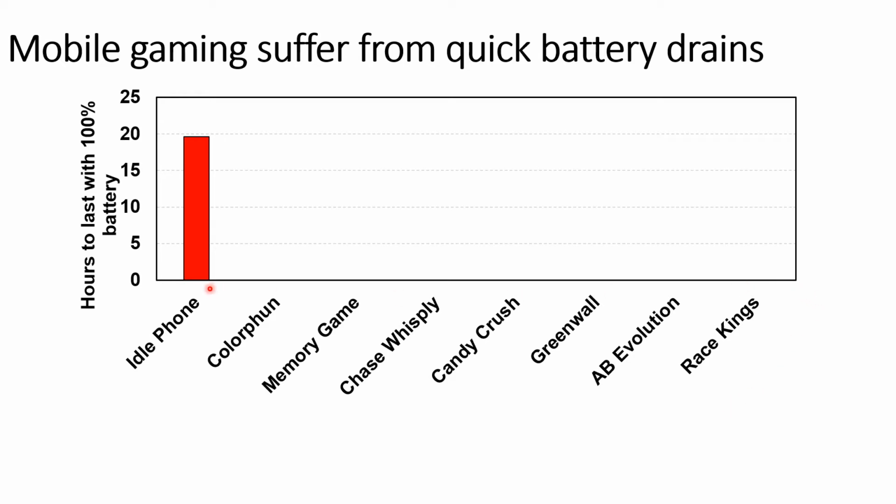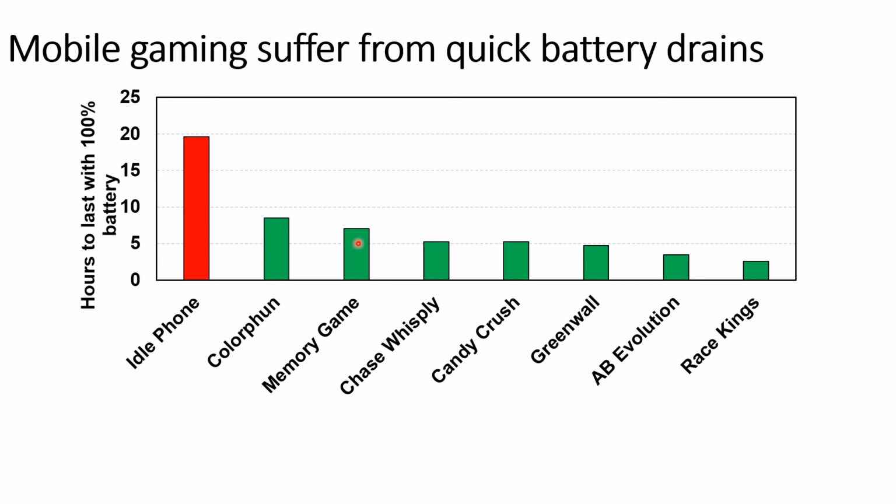When we plot the hours it takes to drain a 100% charged battery by playing these games, we observe that with an idle phone, where we do nothing but wait for the 100% charged battery to be drained, the battery drain happens in about 20 hours. But even with the simplest of games such as Color Fun or Memory Game, where the user just has to touch the lightest of the two colors when displayed, the battery drains in just 7 hours.